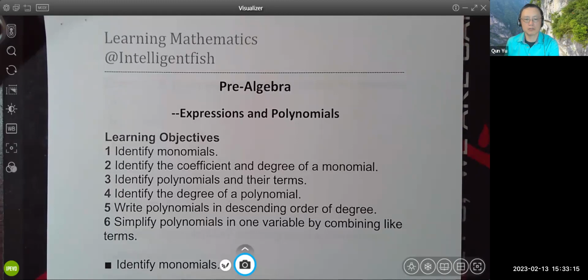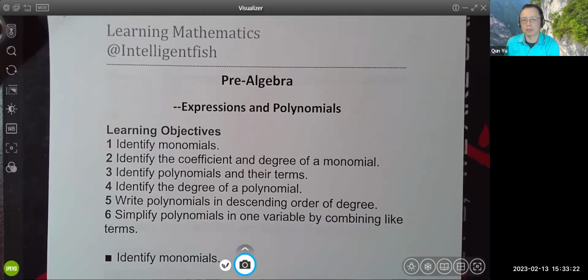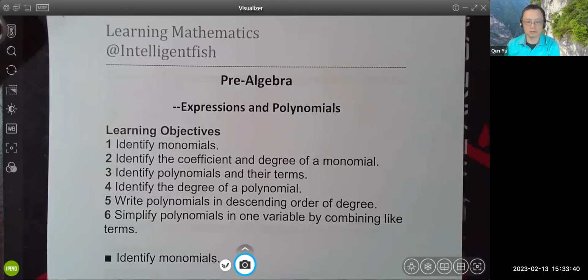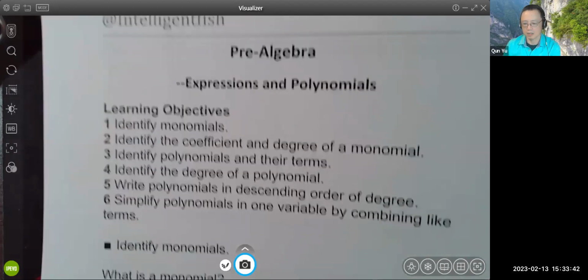In this video, we are going to look at 6 learning objectives. Basically, we want to learn some basic definitions and terminologies about monomials and polynomials. Also, identify the degree of a given polynomial, and also how to write a polynomial in descending order. So let's look at these objectives one by one.